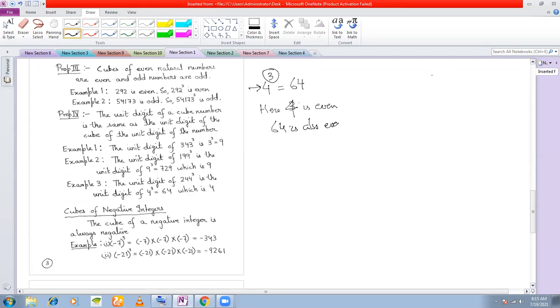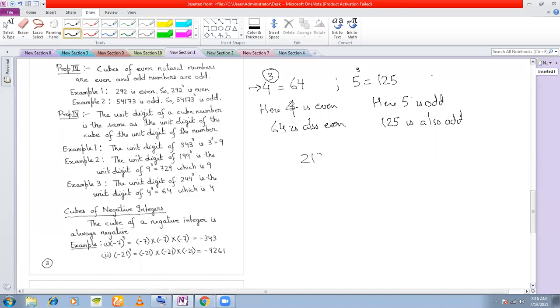That is what this property means. If you cube an even number, you will get an even number. And if you cube an odd number, say 5 cube, you will still get an odd number. Here 5 is odd, and 125 is also odd. You can try with very big numbers also.